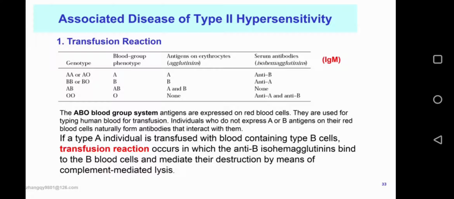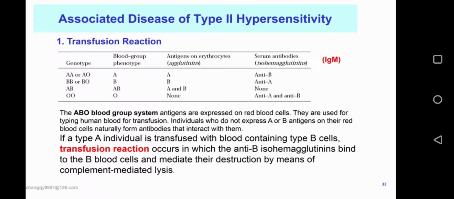Okay. So we know that in our body, red blood cells have antigens. Using the antigen we can identify the different phenotypes of blood, right? A, B, and O. For A they have A antigen, for B they have B antigen. For AB they have two types of antigen. Right? For O, no antigen.